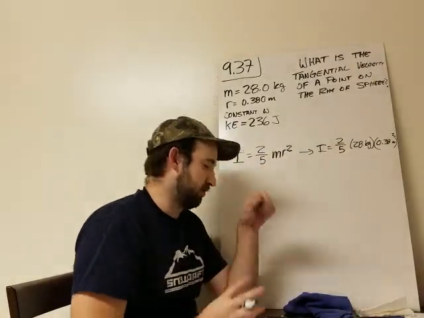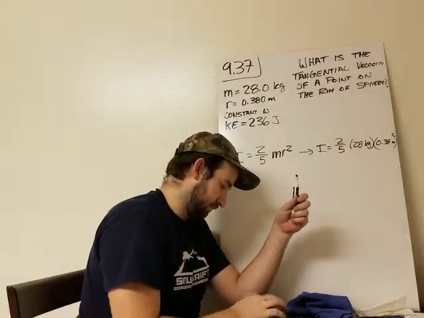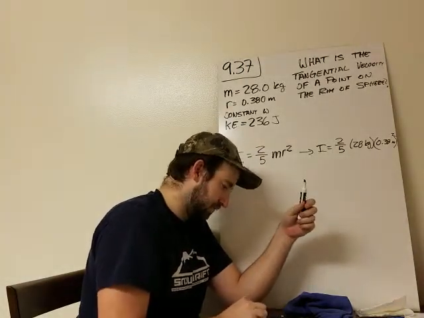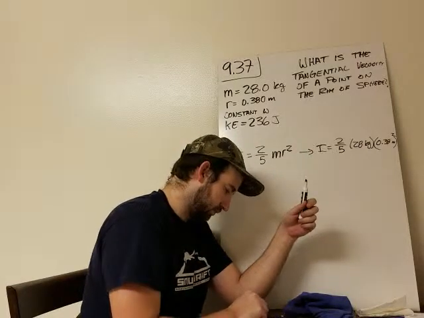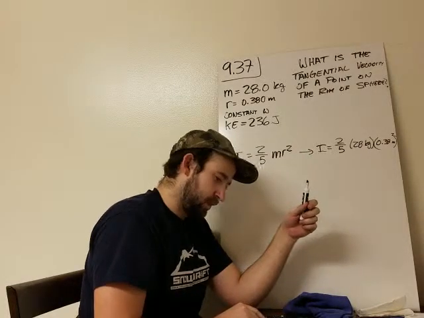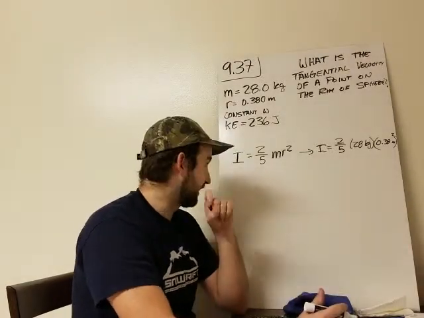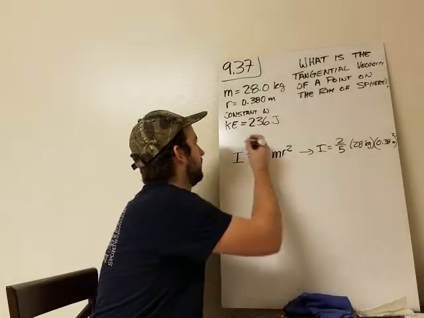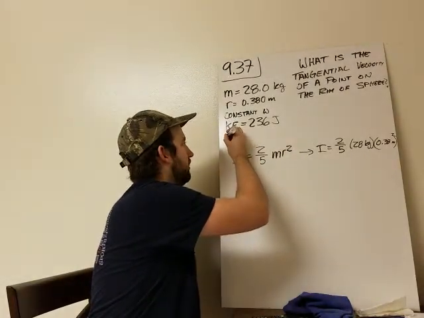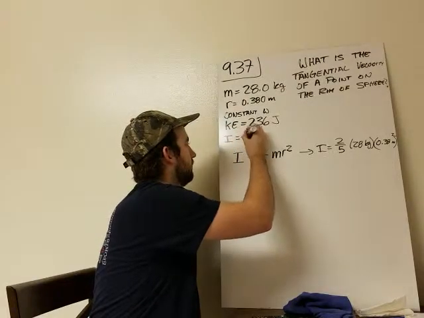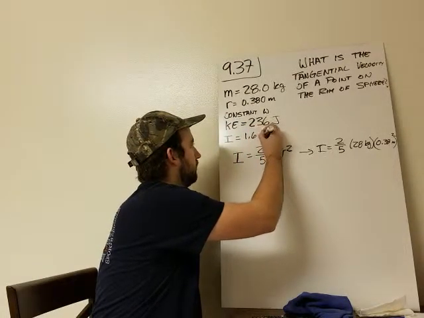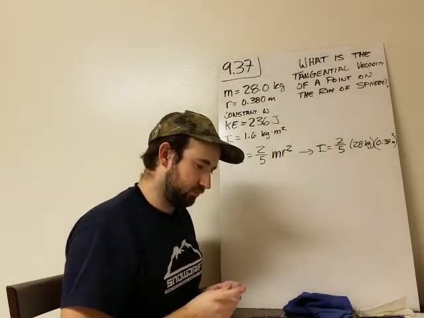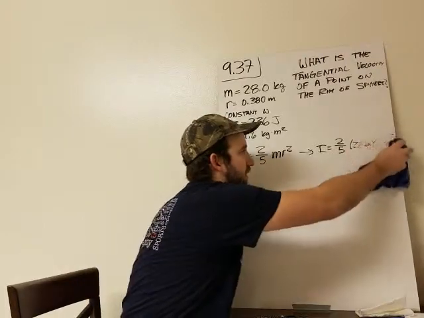And so now we just plug that in. We end up getting about 1.6 kilograms times meters squared for that moment of inertia. So we'll write that up here to keep it out of the way. All right, so that's that first step.